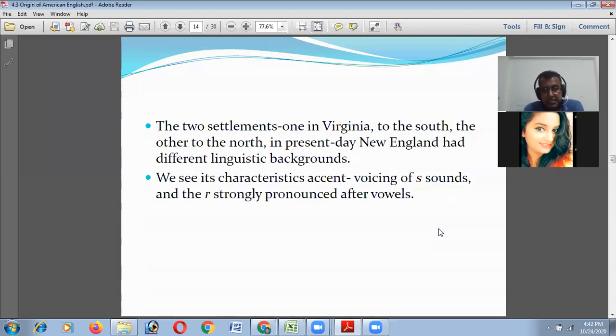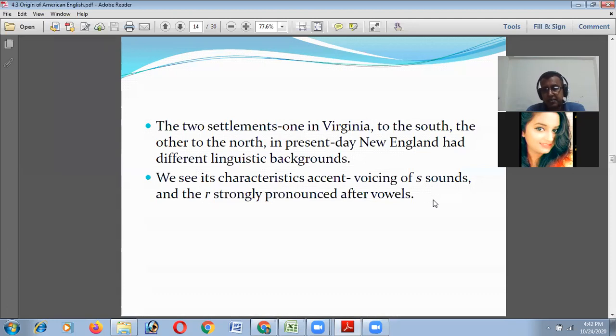We see its characteristic accent voicing the S sounds, as we have talked about earlier, and the R is strongly pronounced after vowels. In British English, after the vowel sound, R will not be pronounced, just like in father, the last R, after the E, that is the vowel sound, is not pronounced.